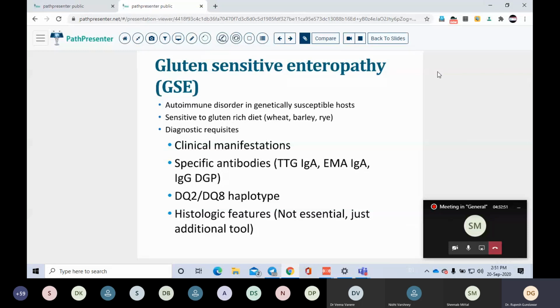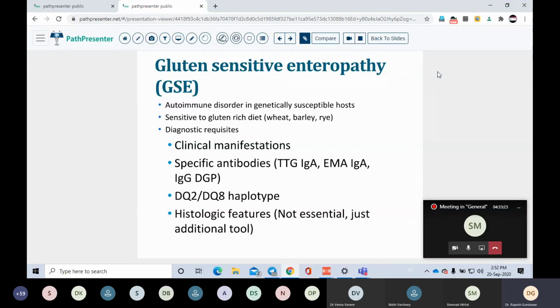IgA antibodies are evaluated. And if a patient is having IgA deficiency, then IgG DGP antibodies are evaluated. This is one of the gold standard investigations for the evaluation of gluten sensitive enteropathy. And along with that, HLA haplotype DQ2, DQ8. Almost 70 to 80% of people will have the DQ2 or DQ8 haplotype in cases of gluten sensitive enteropathy.